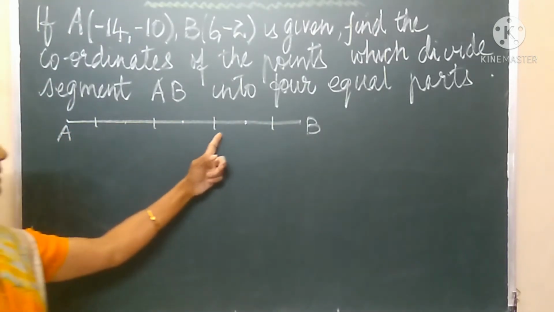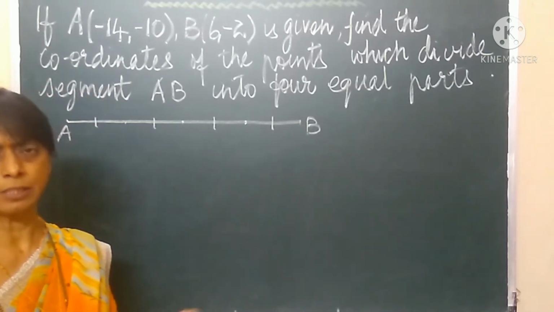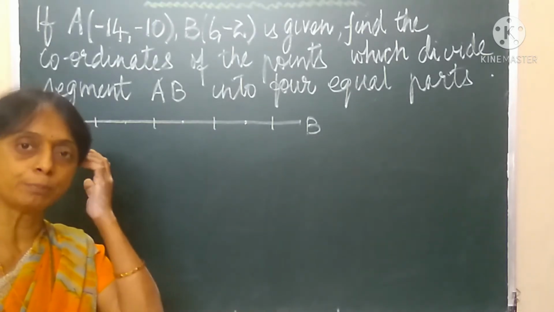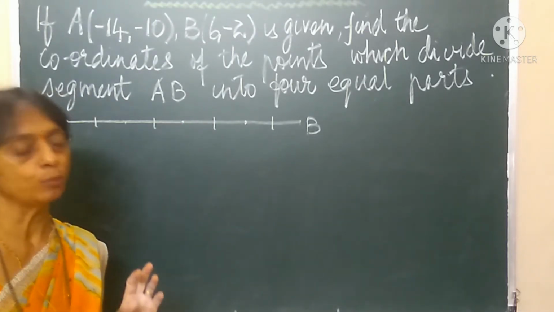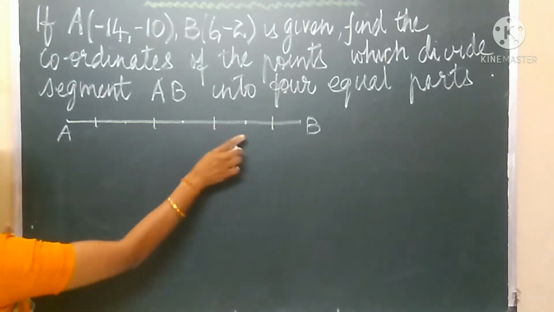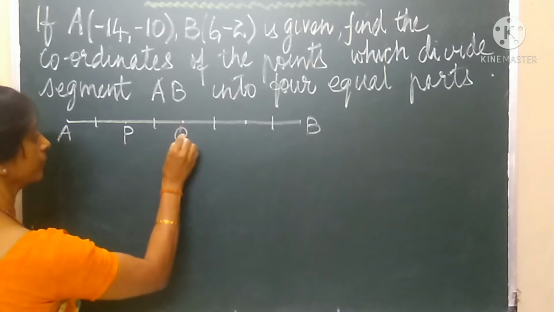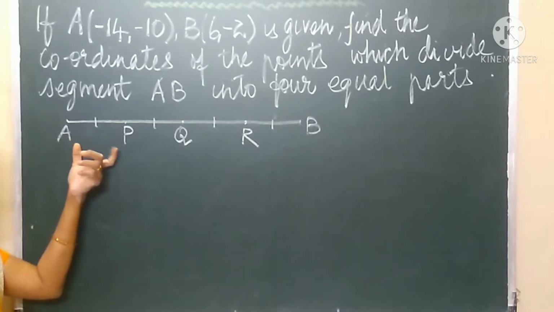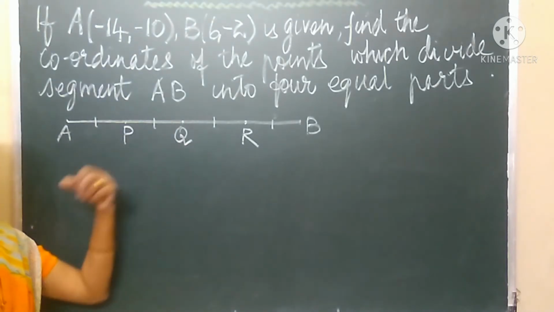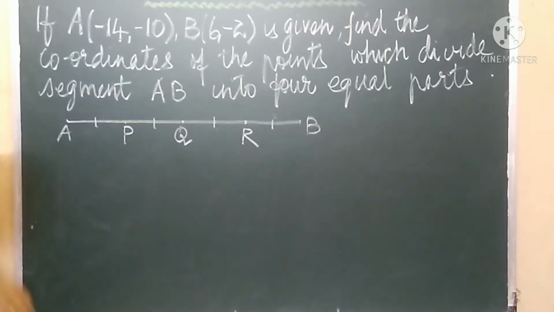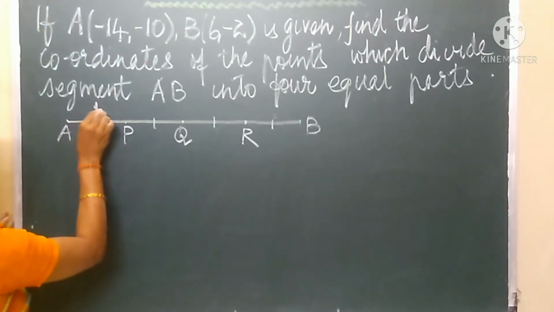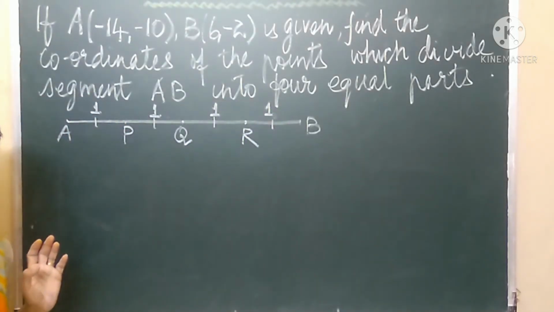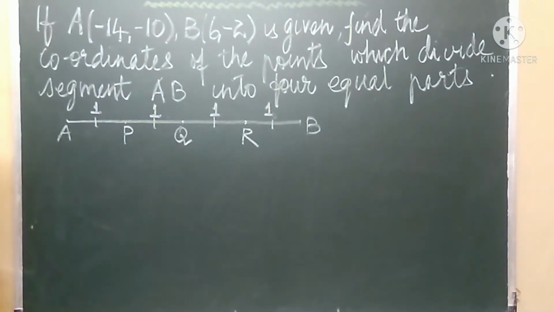Now you can see I have made some signs crossing these line segments. What do they mean? They are identical marks, and identical marks prove that those parts are always equal or congruent. That means if we assume these points as P, Q and R, the ratio of AP, PQ, QR, RB are all equal. That is 1:1:1:1 is the entire ratio for all the 3 points dividing this line segment.